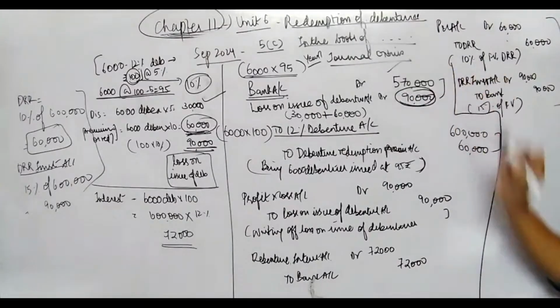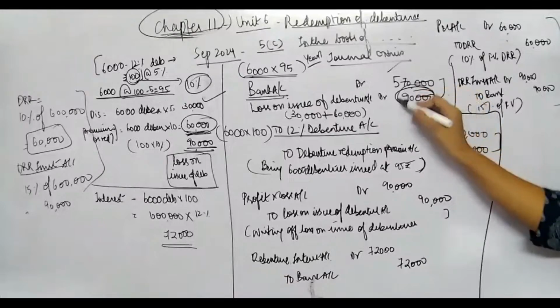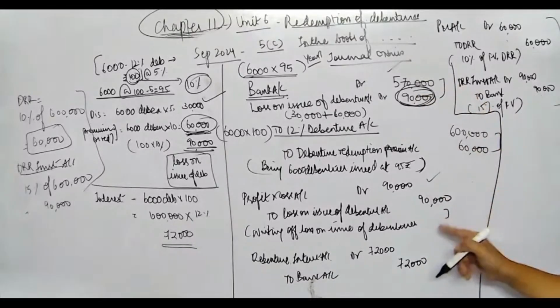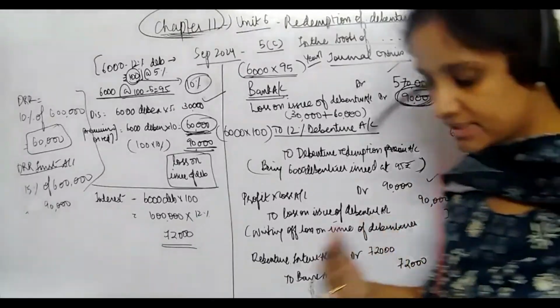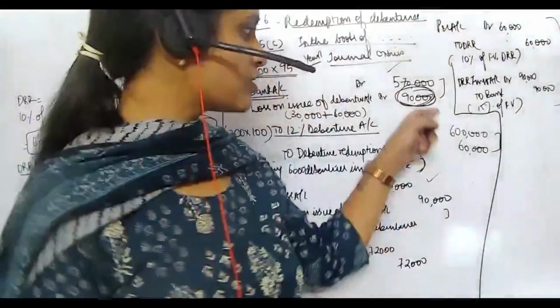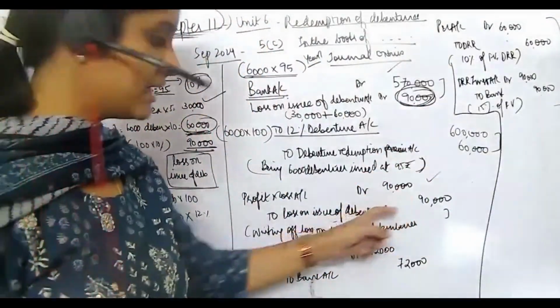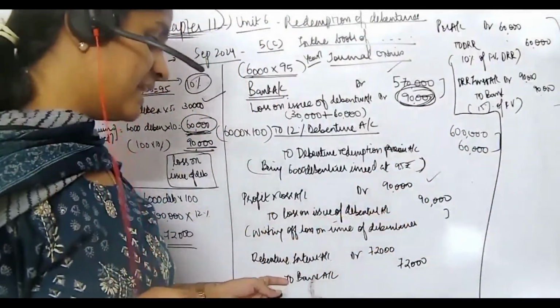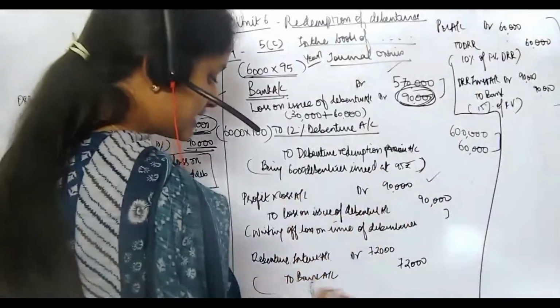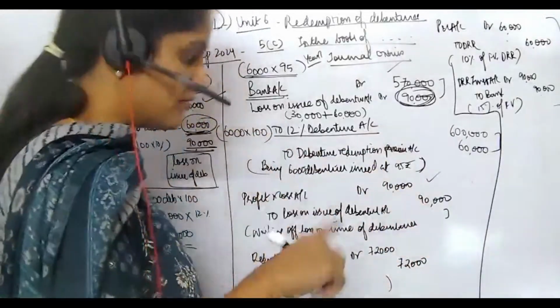So the first is the issue entry we passed. And then this loss, the same year I have taken it because they have given it to you in the question. In the same year, the entire loss of 90,000 can be booked and taken. So I have passed this entry. The next one, debenture interest. So interest is being paid annually. So 1 year is over.